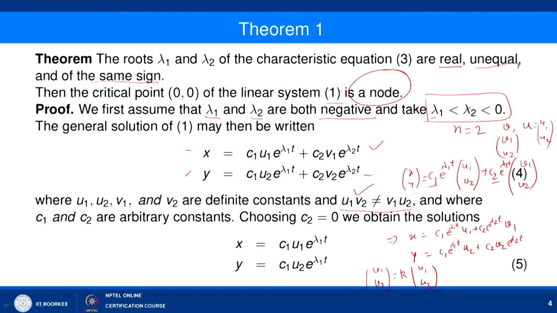So, now let us assume that C2 is equal to 0. When C2 is equal to 0, we have the solution x equal to C1 u1 e to power lambda 1 t, y as C1 u2 e to power lambda 1 t, or I can say that it is nothing but xy equal to C1 times u1 and u2 times e to the power lambda 1 t.